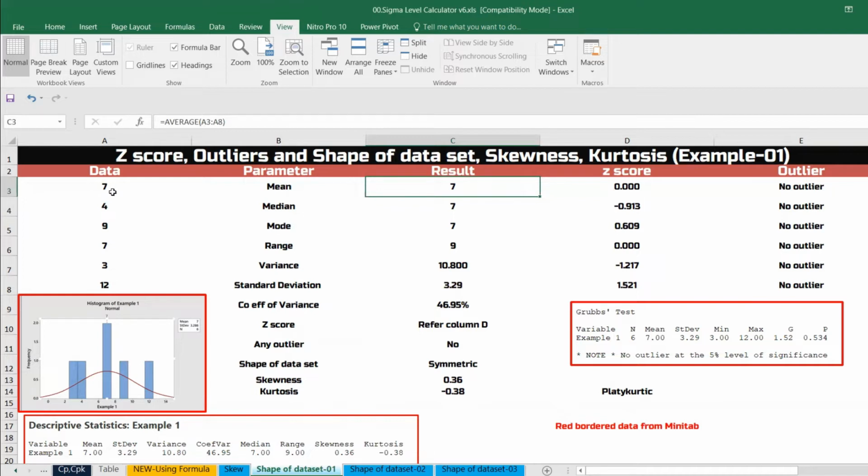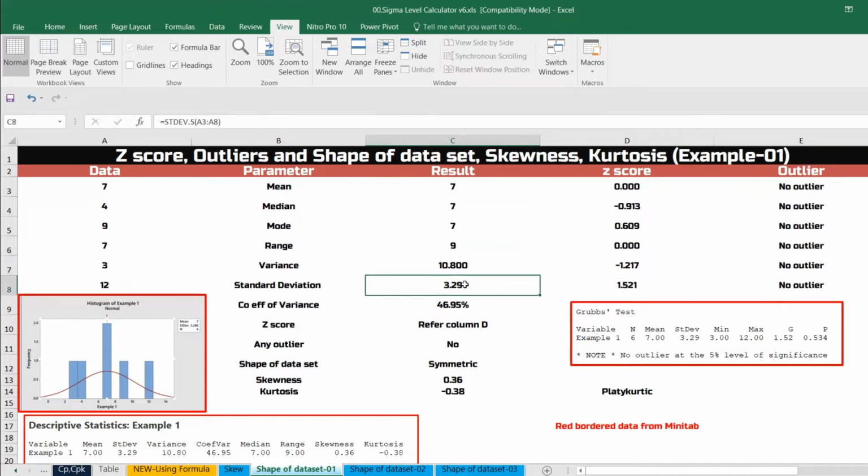So the mean, in this case the average of all of this data set, is 7. The median also happens to be the same, and the mode is 7 because 7 is repeated two times. For the range, the formula is maximum minus minimum, so in this case maximum is 12 minus minimum 3, which is 9. Variance has a formula, VAR.S, because it will eliminate the text and all that. So taking this data set I have, the variance is 10.8.